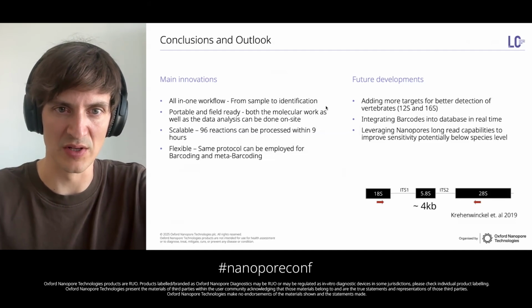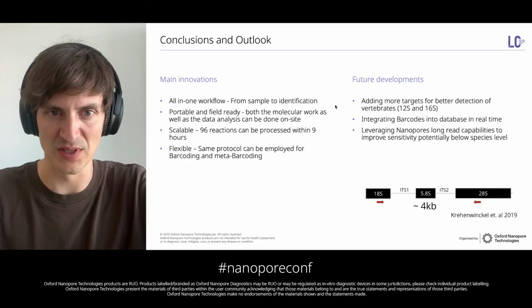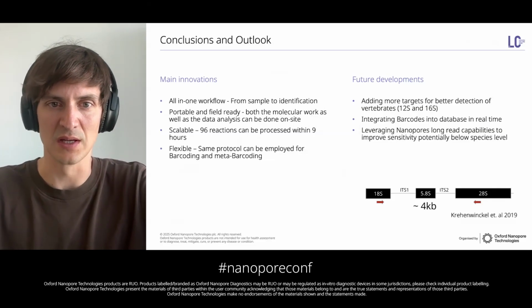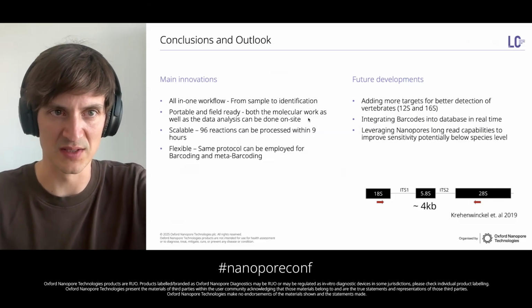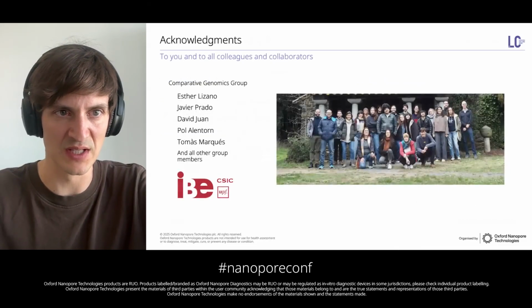And we already started working on that. And currently we have a long-range PCR set up with this 4 kb fragment, including ITS1 and ITS2. And with this, I am at the end of my presentation.